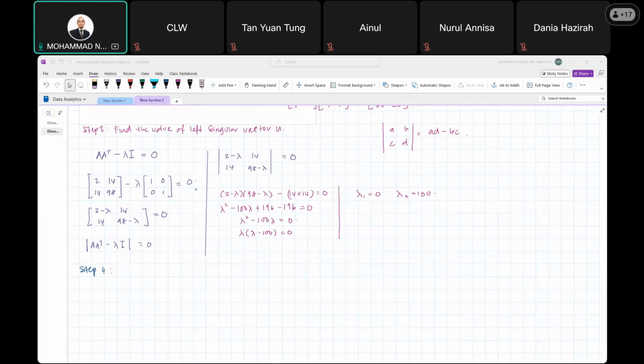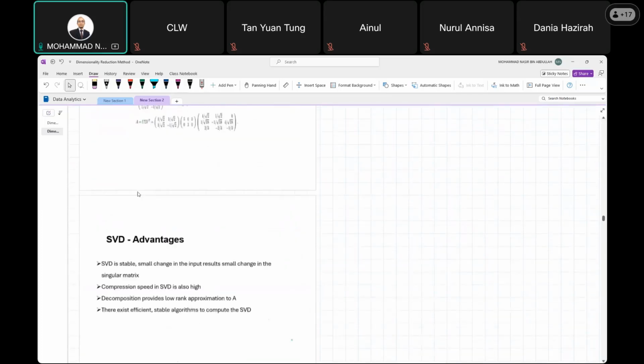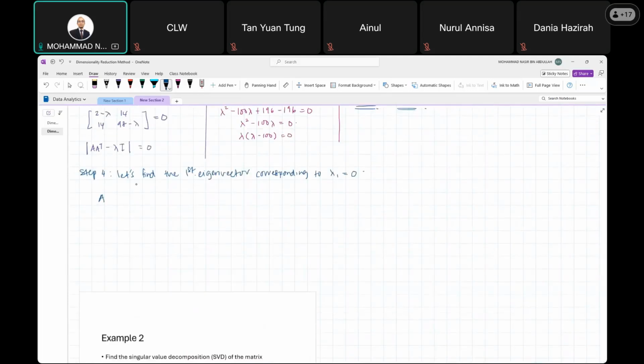Right. So, step number 4, let's find the eigenvector corresponding to lambda 1 equal to 0, the first lambda that we are looking at. Then after that we will look into the second lambda. In this case we will calculate the V matrix, AV equal to lambda V. So we are looking into the U matrix, A A transpose multiplied with V equal to lambda 1 V.